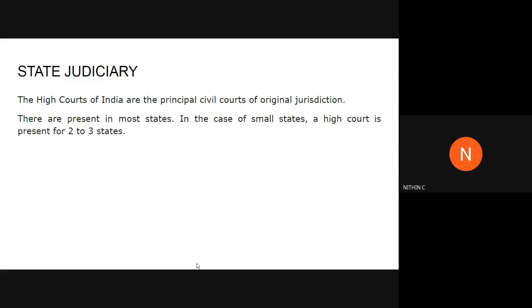That is what you should mainly focus on. The article to focus on is Article 174. Article 174 is the main article in this topic, the legislature, which actually gives the power to the governor to summon or prorogue the sessions of the state legislature.